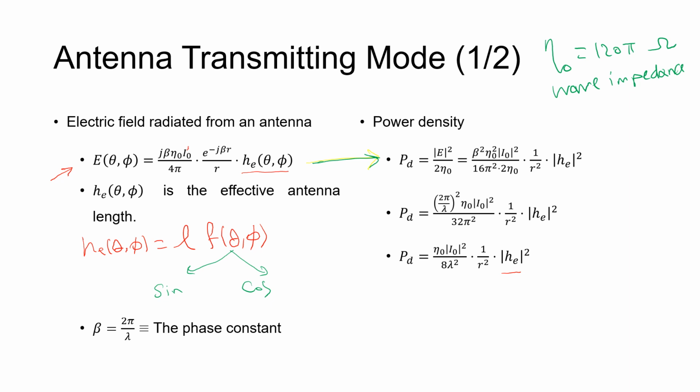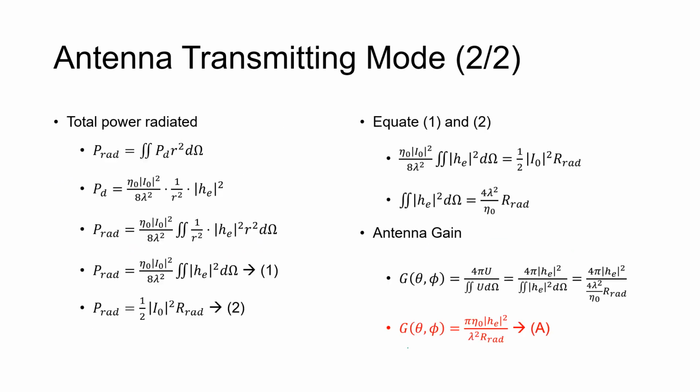And then simply by simplifying what we have here, we will reach this final equation, a relation between the power density, the current, and the effective length. Now we will calculate the total power radiated from the antenna based on the power density equation which we have determined in the previous slide. By substituting in the power radiated is equal to double integral of power density r squared d omega, and omega is the solid angle. Then follow with the integration steps until we reach equation 1.